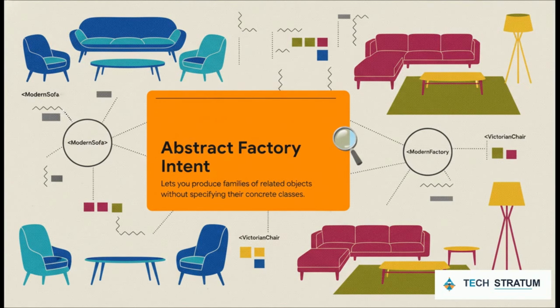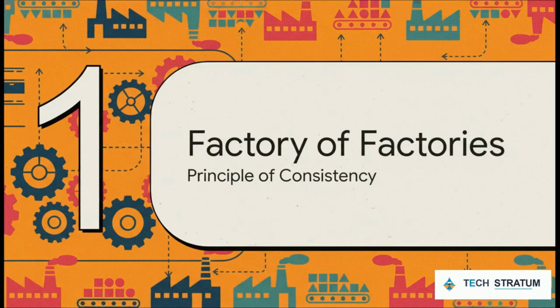The core idea, its whole purpose, is to let you produce families of related objects, like that complete, harmonious, modern furniture set, without ever forcing your main application code to know about the nitty-gritty details of specific classes, like modern sofa or Victorian chair. So, how do we achieve this beautiful consistency? The solution is really elegant. It's what we call a factory of factories.